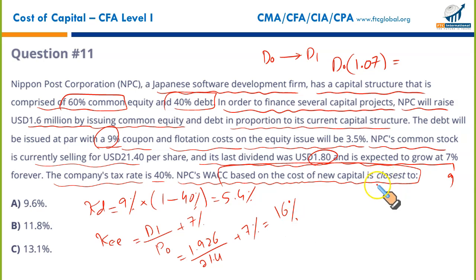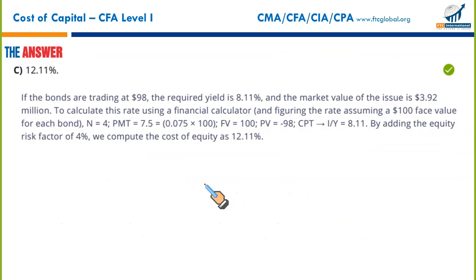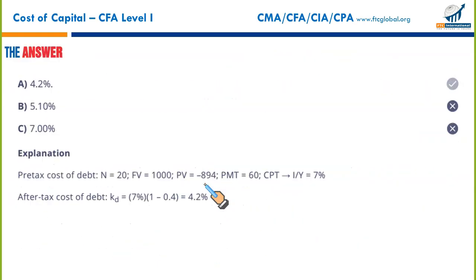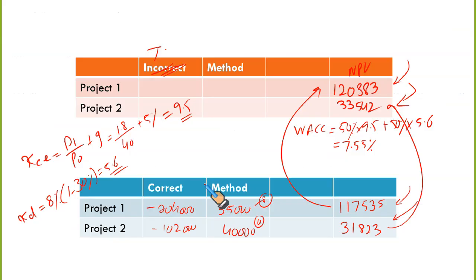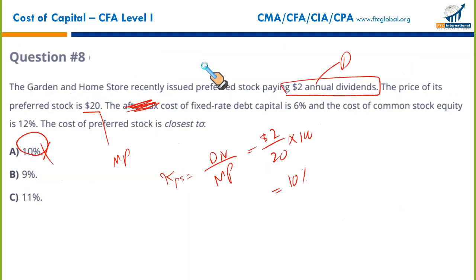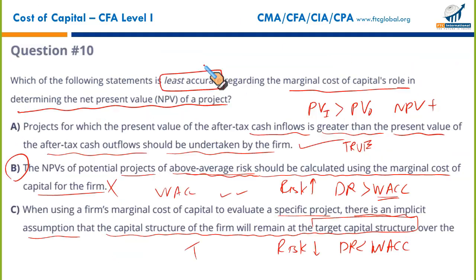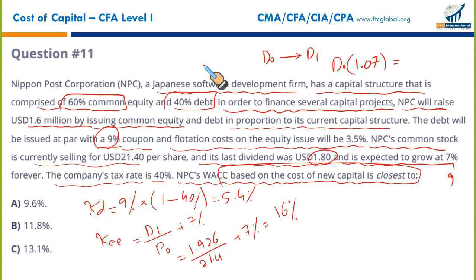considered the flotation cost. Since we have just agreed that flotation cost is considered as an outflow at year 0, that is the correct approach. It is not adjusted in the cost of equity or cost of debt through flotation cost, as we did in the previous question. So that's why I've just ignored this. I've just plugged in the numbers, ignoring the flotation cost.